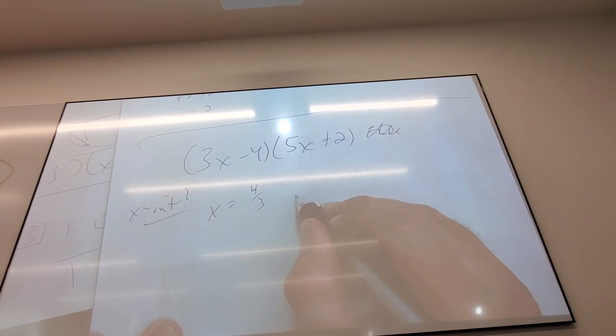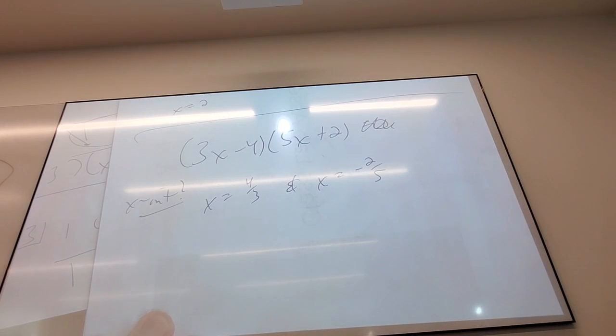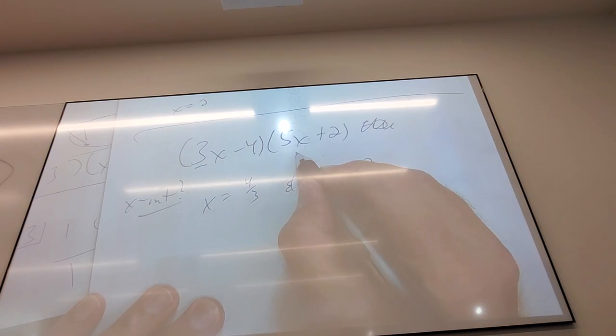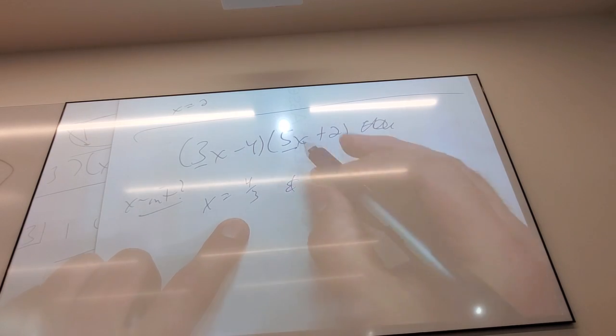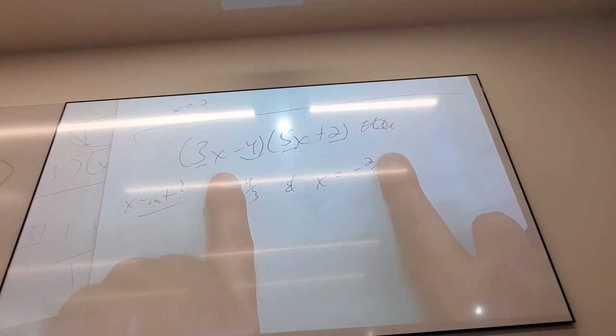4/3? Negative 2/5. Okay. Right, because you would subtract 2, divide by 5. Is that cool? So the numbers in front are the numbers that could end up on the bottom, and the numbers at the end are the numbers that could end up on the top. And we see that already.